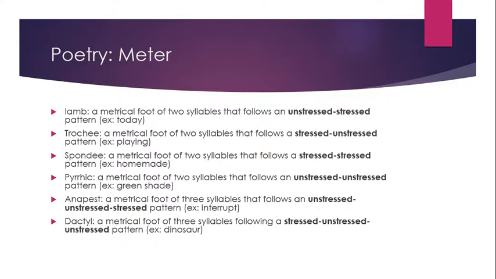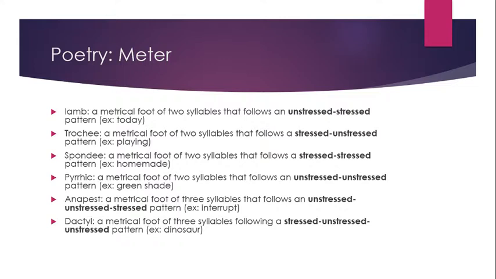Spondee is also 2 syllables, and that follows a stressed, stressed pattern. So homemade, both of those syllables are accented or stressed. Pyrrhic is a metrical foot that has, again, 2 syllables, but it's unstressed, unstressed. So in this case, green shade, they're both unstressed syllables. And then there are words that refer to groups of 3 syllables.